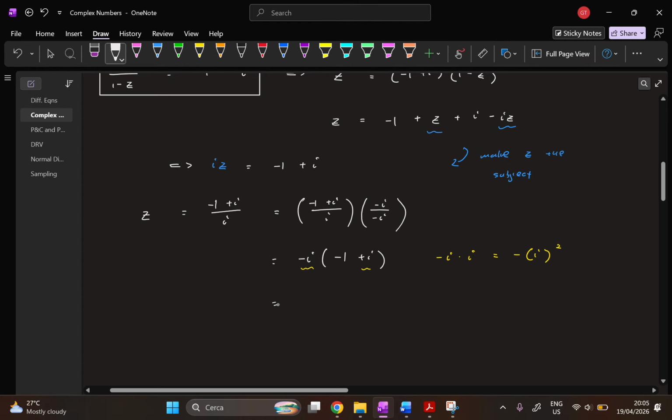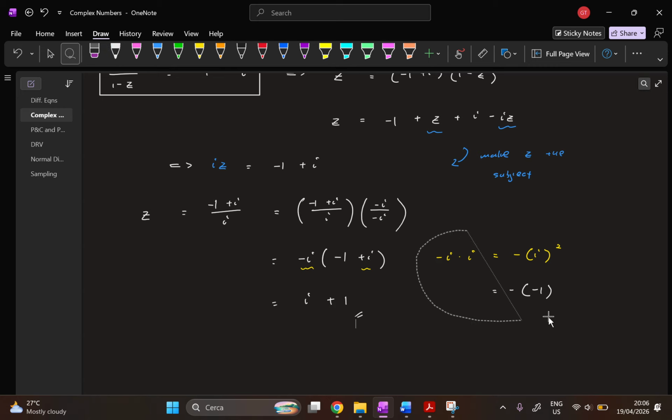So as a result, I am just going to get, then minus i times minus 1 is just going to be i, obviously. And then because this is minus i squared, so this is minus minus 1. So it's just i plus 1. That's all. That's how I solve for z.